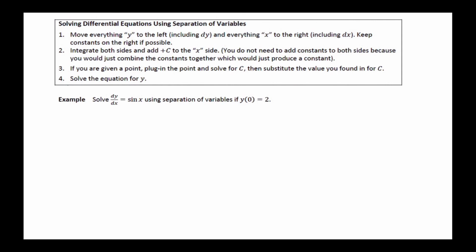Integrate both sides. That gets rid of the dy's and dx's. Then, because there are no bounds when we integrate, we have to add a plus c to one side. You don't have to do it to both. If you are given a point, then plug in the point and solve for c. And the last thing is solve for y. All four of those things we've done before. They're not hard things. It's just a new concept. Okay, so first one.